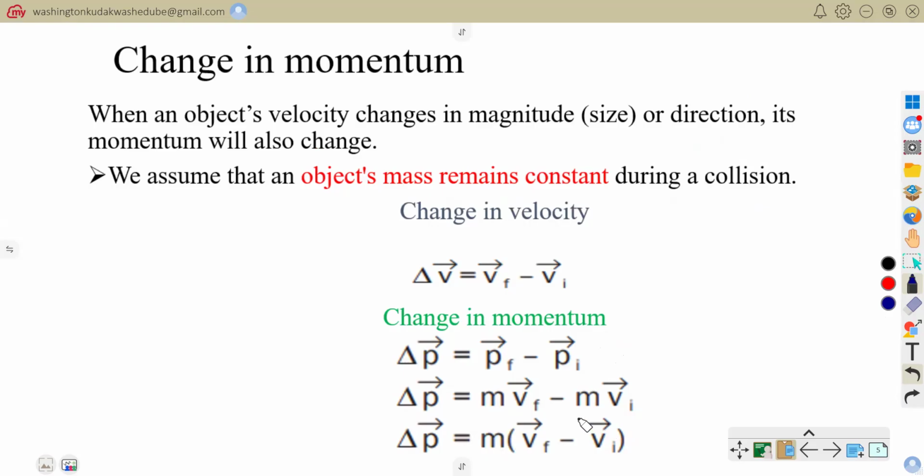I need you to fully understand this principle of change in momentum, where whenever an object's velocity changes, either in magnitude, which is its size, or in direction, its momentum will also change. And always assume that an object's mass remains constant during a collision, unless given otherwise.